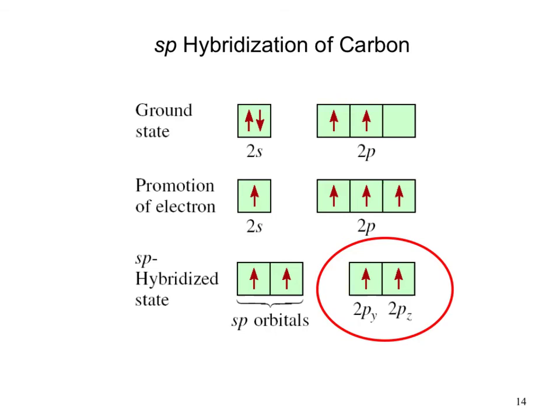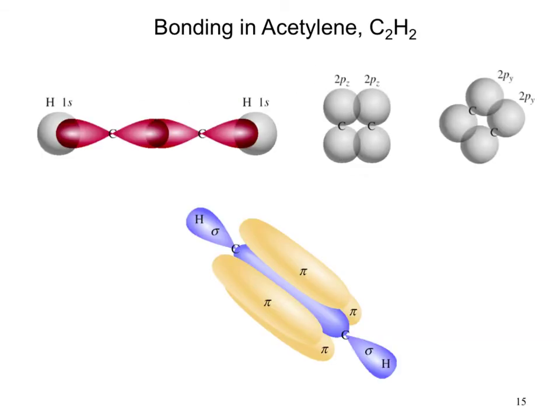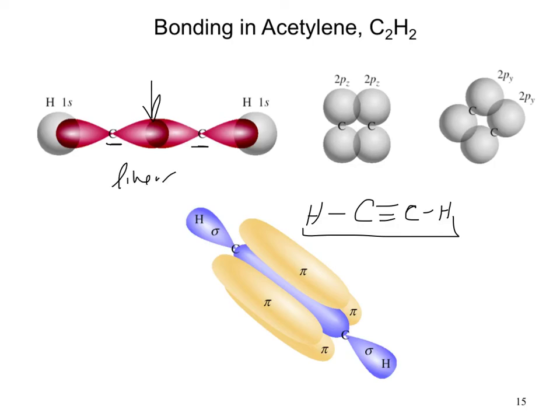Now if we take a look at the sp hybridization of carbon, if we promote our 2s electron to the 2p, but we only hybridize 2, that leaves us with 2 open unhybridized p orbitals. Those 2 open unhybridized p orbitals are going to be available for bonding. So for acetylene, C2H2, there's our Lewis structure. We made an sp hybrid. The sp hybrid orbitals on the carbons are shown here in red. These are linear. Sp hybrids are linear.